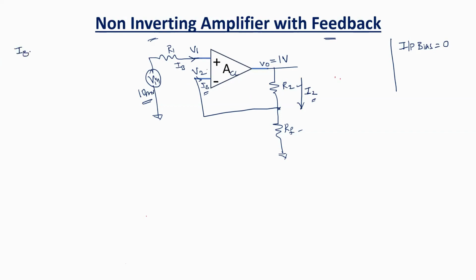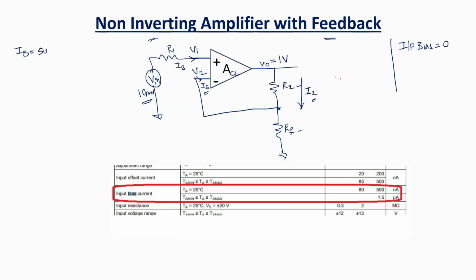IB you can get from the data sheet. You can see here, it is 500 nanoamperes. I2, as I told you, should be more; let us say 100 times the IB, which is 500 nanoamps. This is nothing but equal to 50 microamperes. What is I2?